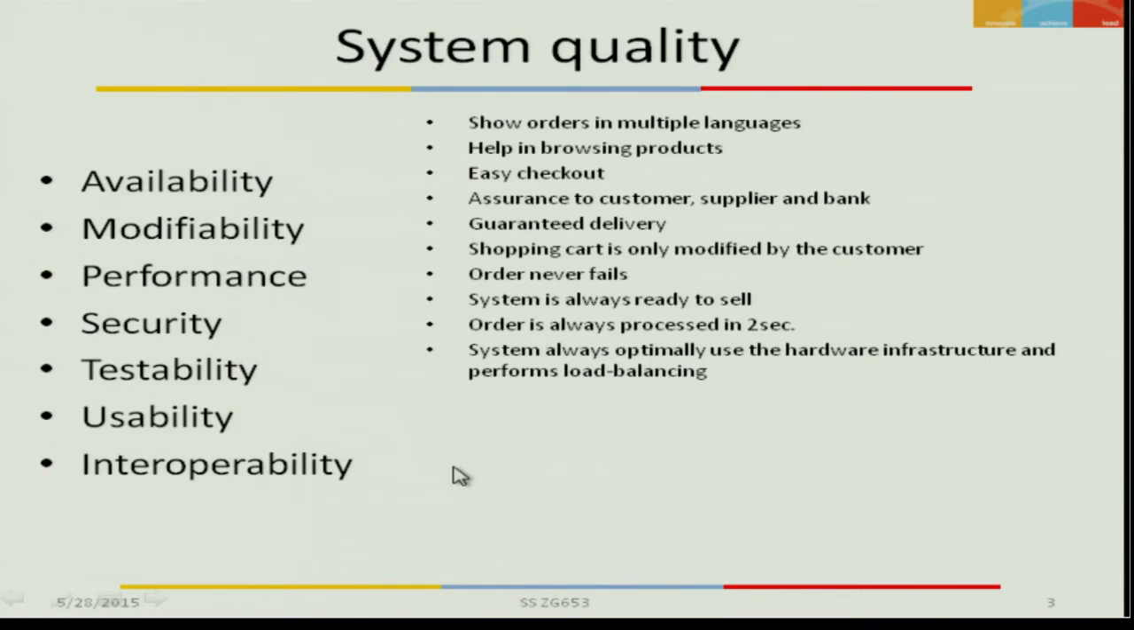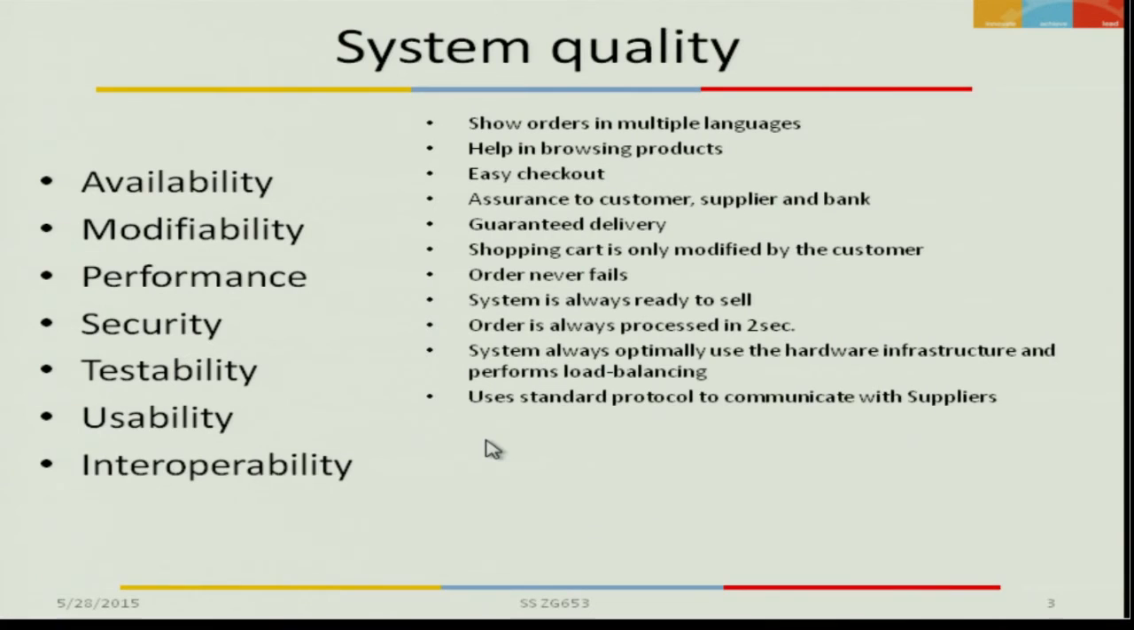And there could be many such quality requirements, like system always optimally use the hardware infrastructure, and it should perform the load balancing. You can guess what could be the quality for this particular requirement. Usage of standard protocols to communicate with the suppliers. This is interoperability requirement. Usage of secure electronic transaction protocol or SET protocol for credit card processing. You can now guess what could be the corresponding quality.